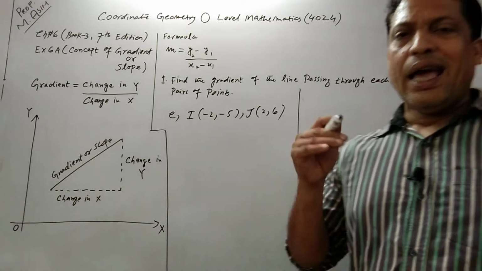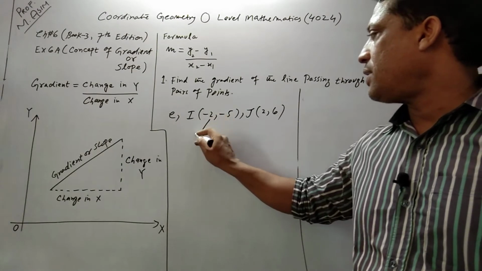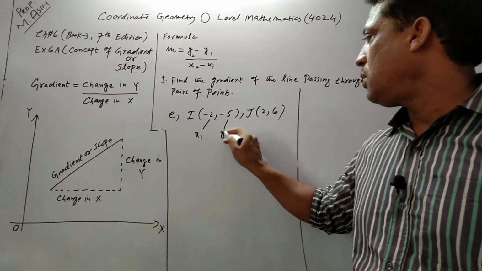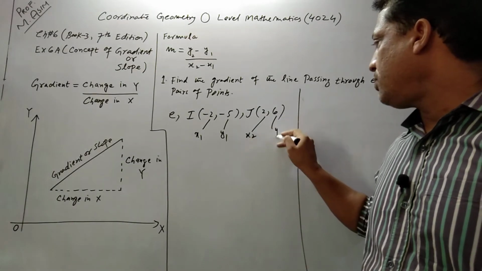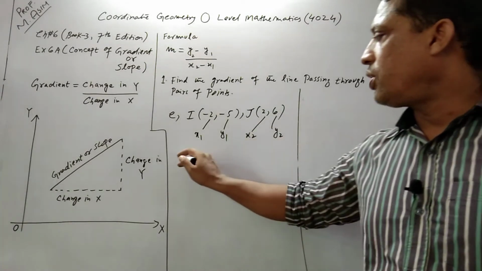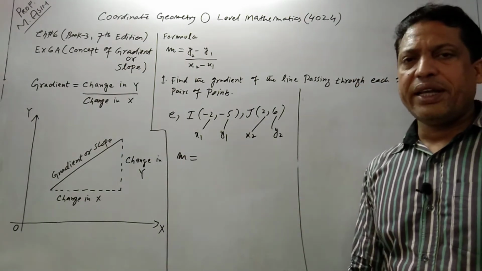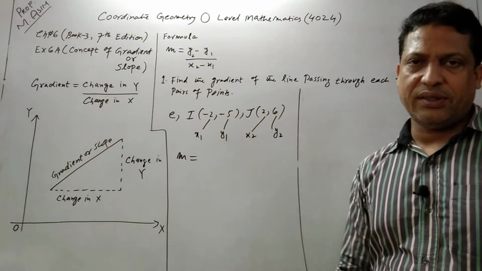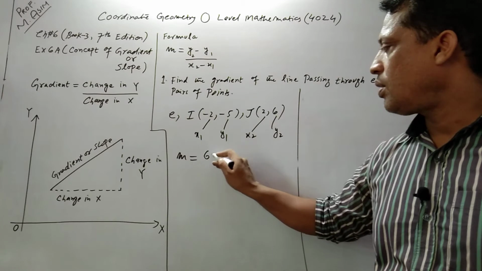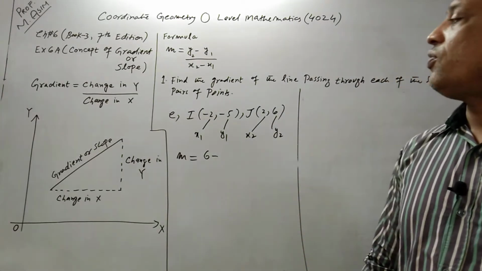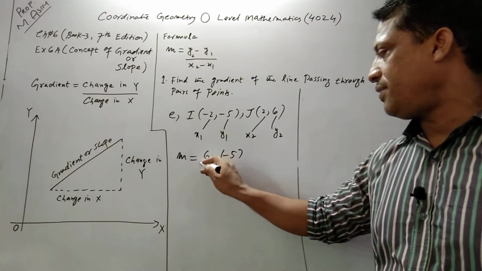First assign x1, y1, x2, y2. This is x1, this is y1, this is x2, this is y2. So the gradient, small m, represents... What is the formula of gradient? y2 minus y1. What is y2 in this case? 6. Minus, from the formula, what is y1? Minus 5. So we have to put the bracket in order to change the sign.